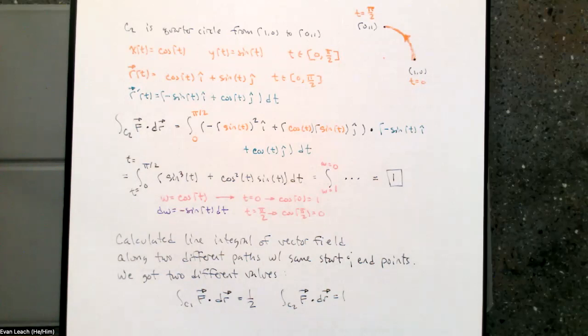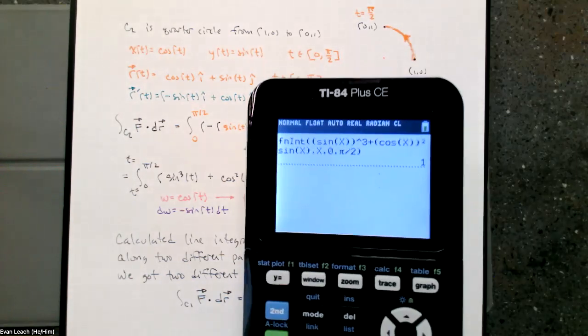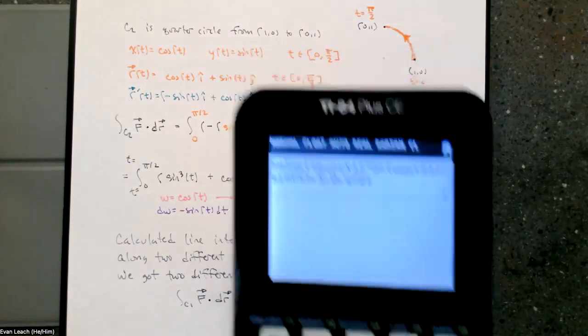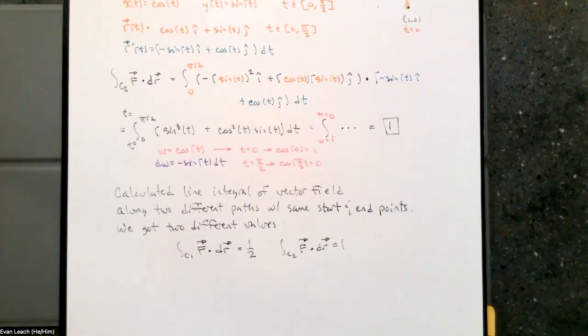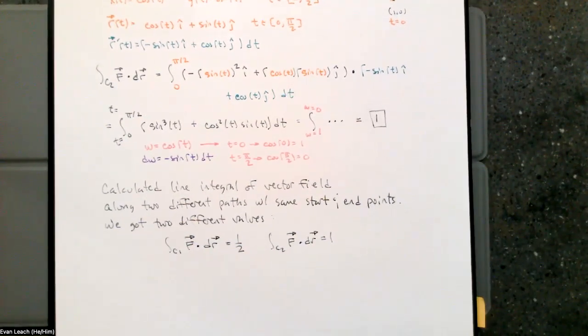I didn't finish the integral in the second one along the quarter circle, but I did shorten the amount of work that I needed for it. So this is not surprising. We're integrating over a different path. Of course, we're going to get a different result, right?